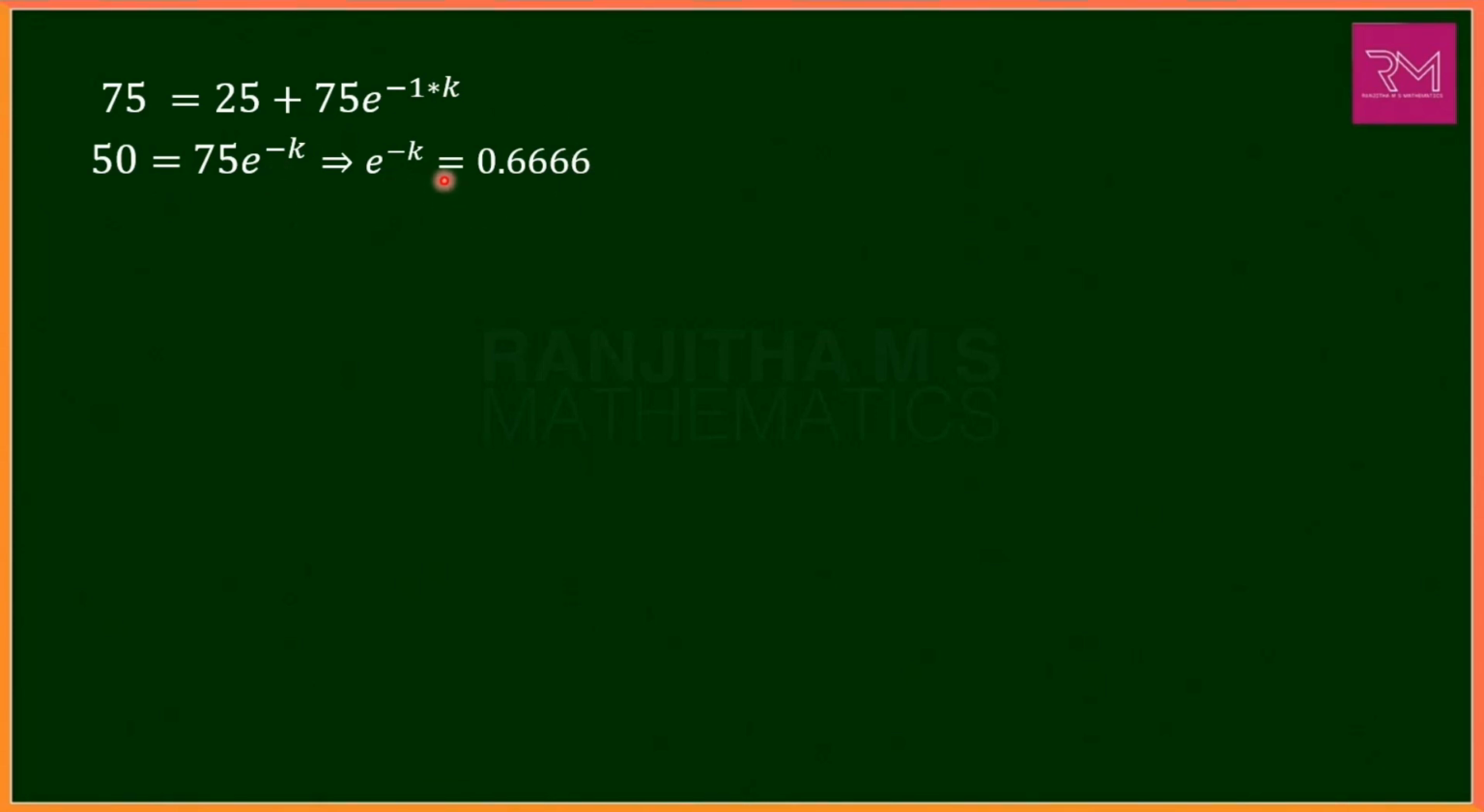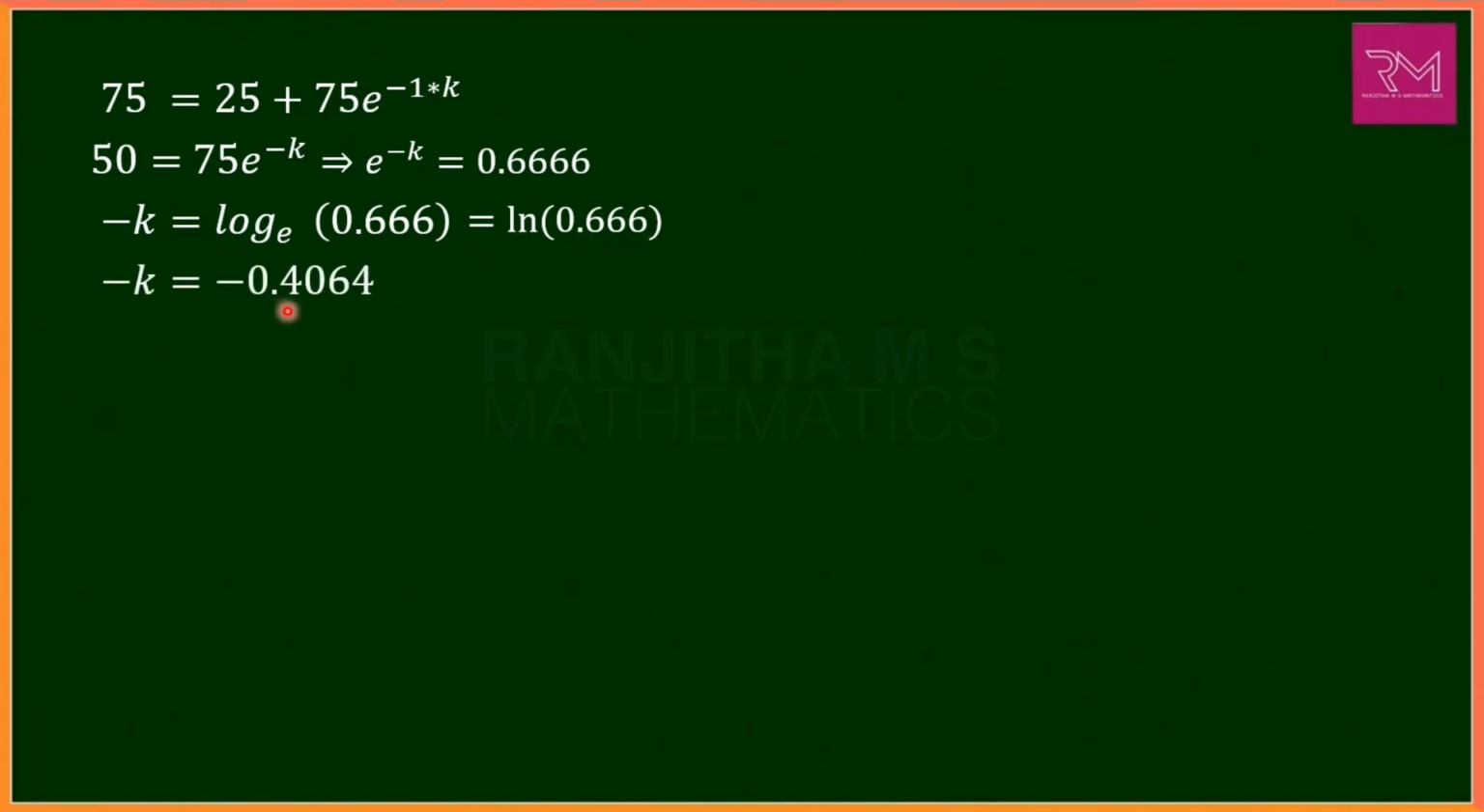Next, taking log on both sides, on the left hand side log of e to the power minus K gives minus K, which is equal to log of 0.6666. That is, log of x to the base e we take as ln of x. Here ln of 0.666 is our minus K value. Using a scientific calculator, ln of 0.666 is minus 0.4064, that is our minus K value is minus 0.4064, hence we get a K value as plus 0.4064. This is our K value.